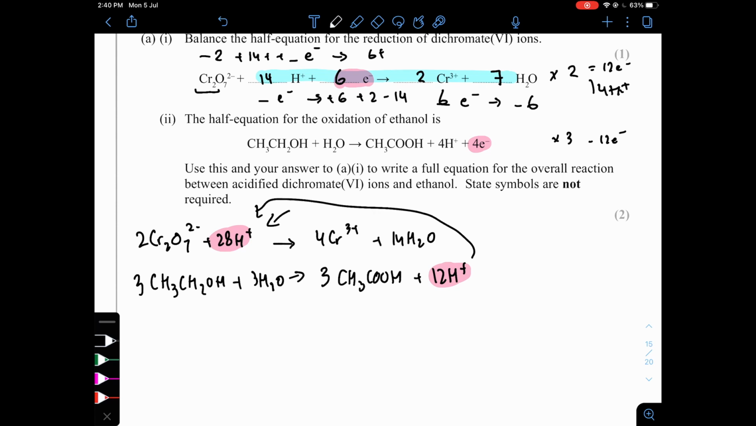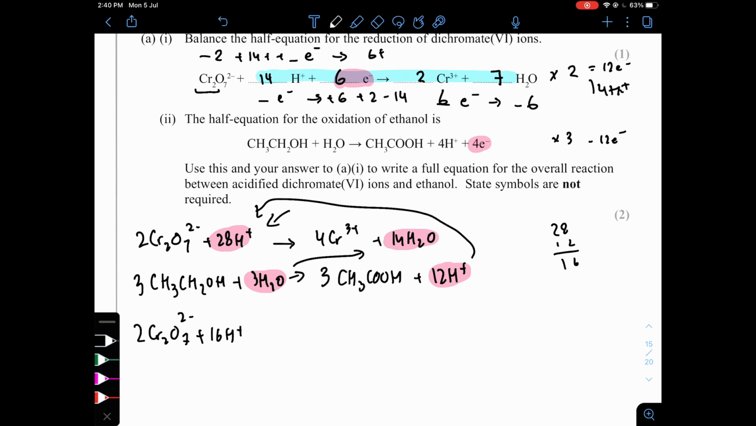So it will be 2Cr2O7 2-, and 28 minus 12. 28 minus 12 is 16. So this will be plus 16H+. So that's fine. Is there anything else that's similar? Yes, there is. There's 3H2O and 14H2O. That means the 3 will go to the other side, getting rid of 3. So that would be 11.